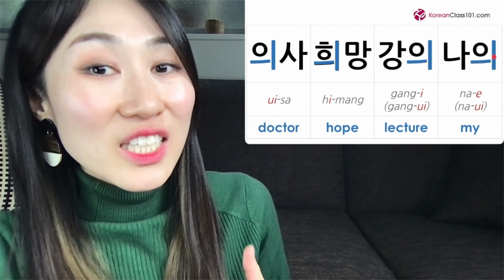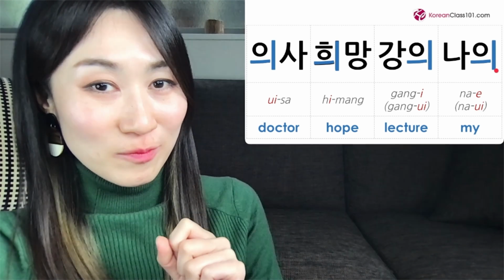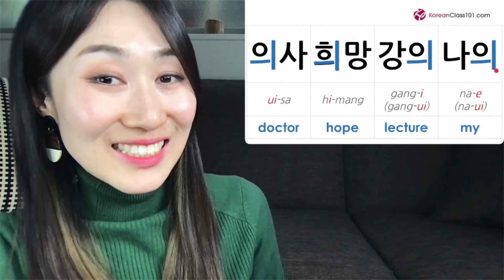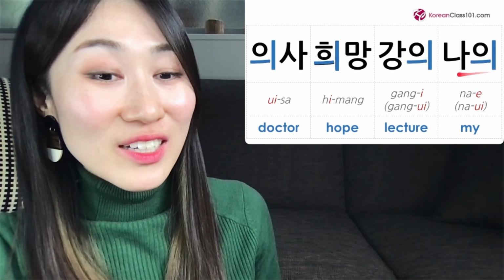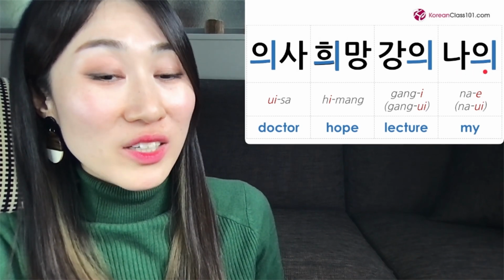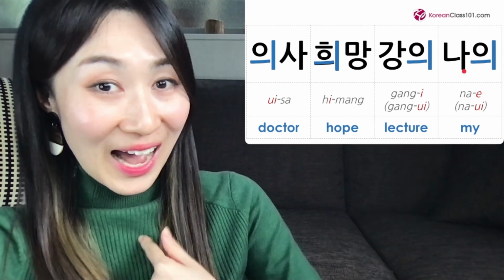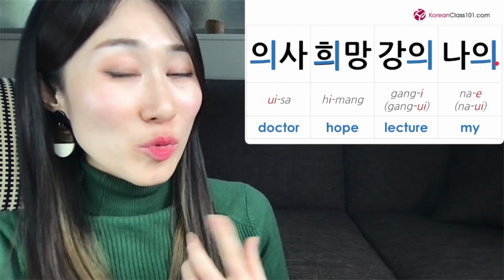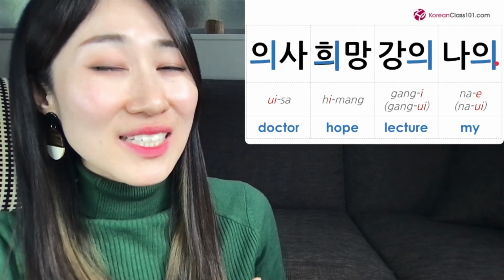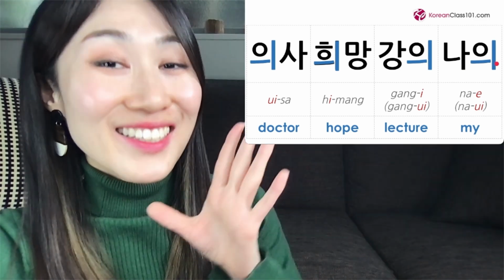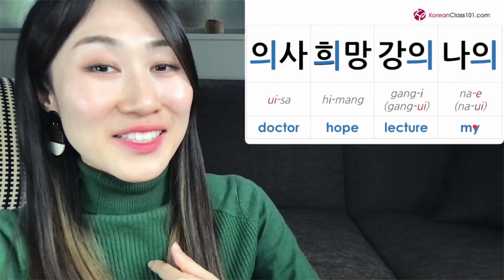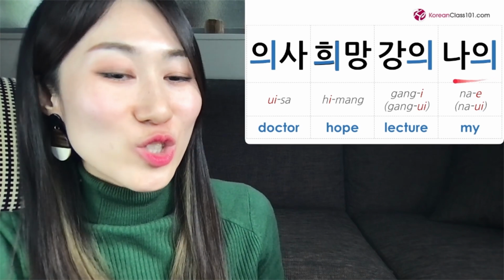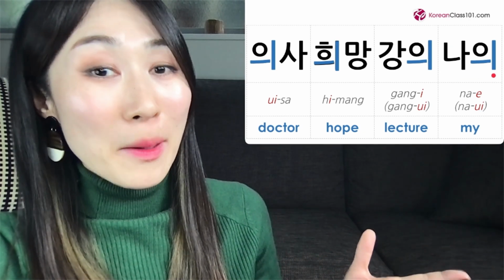But 의 here is a particle. You know the possessive particle 의? Here it is used as the possessive particle 의. So 나 means I or me. 의 means possessive particle. It's like of or 's. So it literally means I's or me's. But in natural English, it's just my.